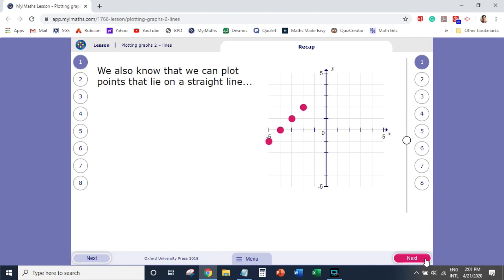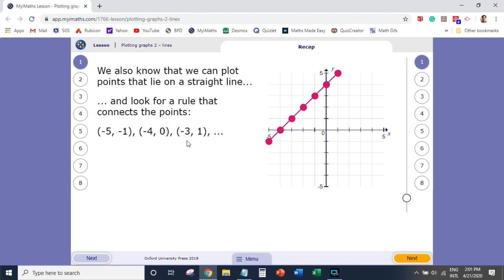We also know that we can plot points that lie on a straight line like these points, and look for a rule that connects the points. We already know how to judge if those coordinates are really in a straight line or not. We discussed in the previous lesson that if you have a series of coordinates where the x coordinates have the same number, let's say this is -5, this is also -5, another -5, and the rest are also -5s, it means the coordinates are in a straight line.